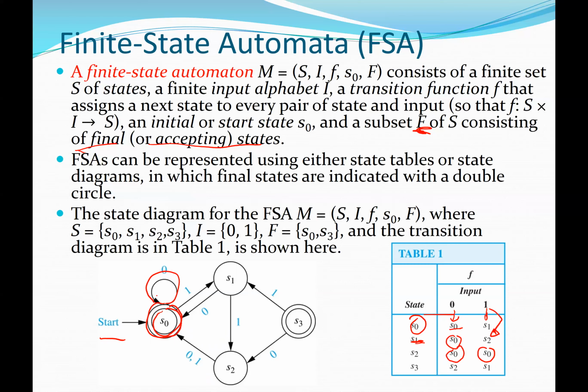S0 sends 0 to itself, and then it sends 1 to S1. And then S1 sends 0 to S0, right? And then sends 1 to S2. So that's why we draw an arrow there. And then S2 sends both 0 and 1 to S0. And S3 sends 0 to S2, and then sends 1 to S1. So that's how we use the table and create a graph based on it, okay?